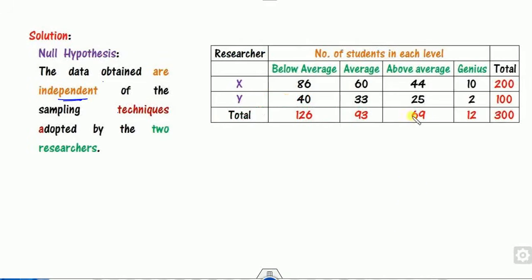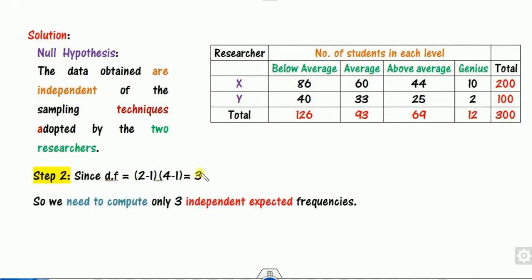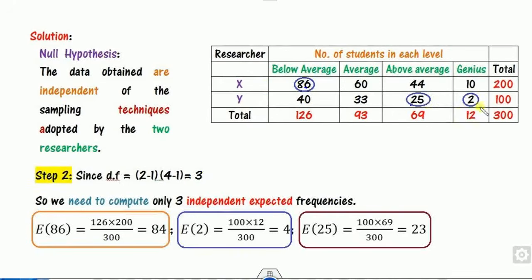You can find the sum of this. Since the Yates correction is not applicable, we can find the value of E. Now there are 3 degrees of freedom. Look at it, there are 2 rows and 4 columns, so the degree of freedom is my 3. So instead of finding these 8 entries one by one, instead of writing E of 40, E of 60, and so on, we can find 3 values independently, and we can find the remaining accordingly. What is the E of 60? 86 is 200, 126 and 300. So this value is my 84.